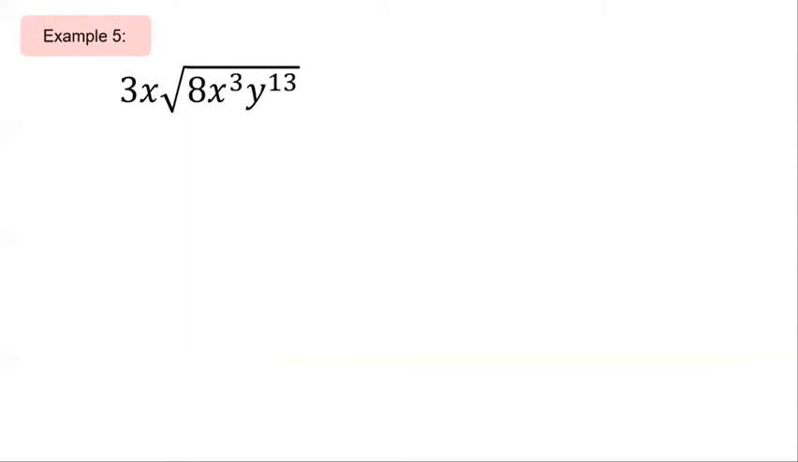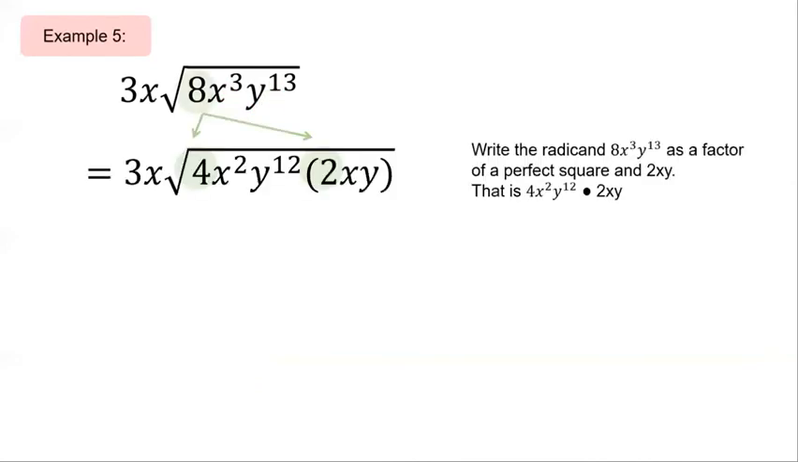Example 5, 3x times the square root of 8x cubed y to the 13th. So, first, we write the radicand 8x cubed y to the 13th as a factor of a perfect square and 2xy. Okay? So, that is 4x squared y to the 12 times 2xy. So, paano nangyari to? So, tingnan natin to. Yung factors ng 8, dapat yung isa nating factor dito ay perfect square. So, that is 4 and 2. Yung 4 yung ating perfect square.